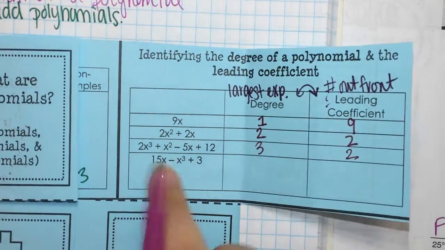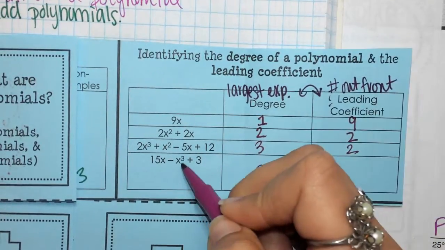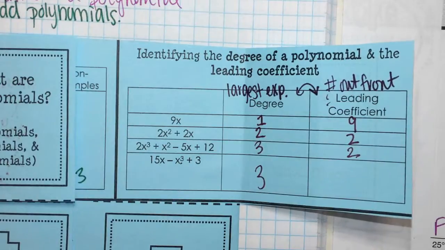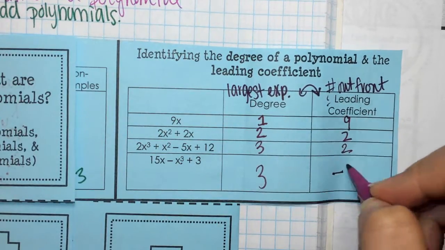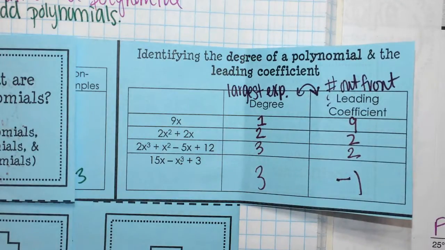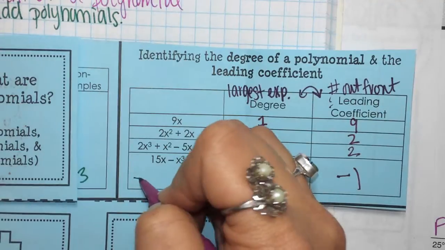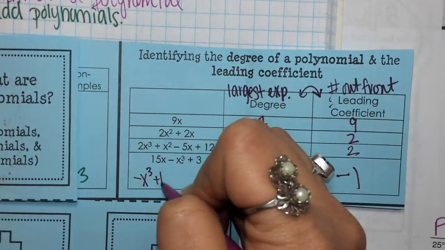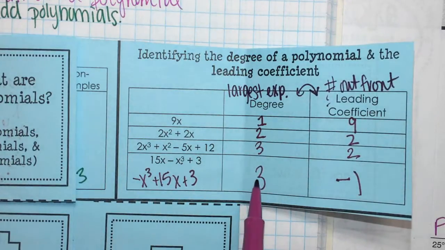Okay, now on this one, what is the highest exponent here? 3. And what is the number out front of the largest exponent? -1. Look at you go, Jackson. Take a point. Close only counts in horseshoes and hand grenades. Now, if you want to, you can rewrite it from largest exponent to smallest. So you could rewrite it like that, and you would say that the largest exponent is 3, and your leading coefficient is -1.